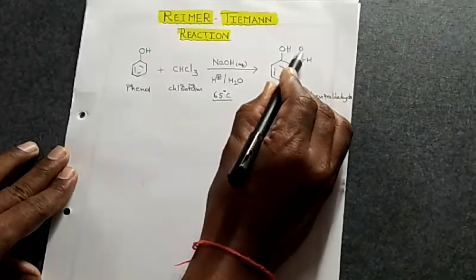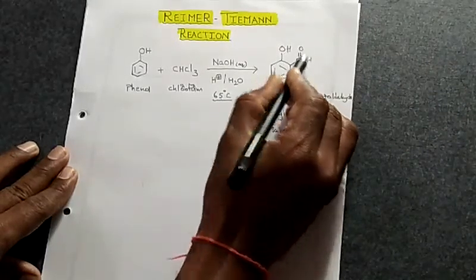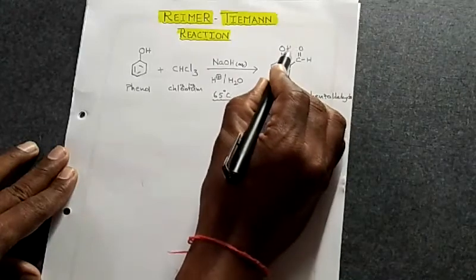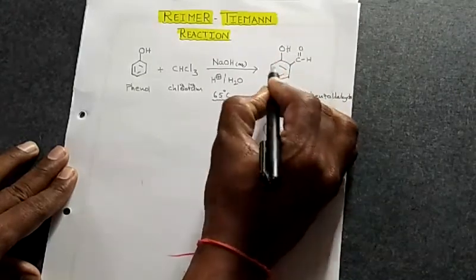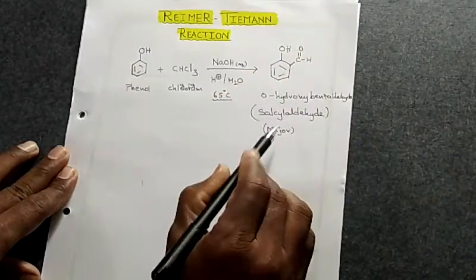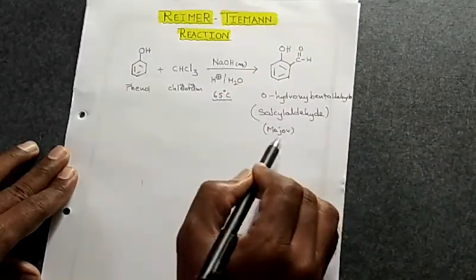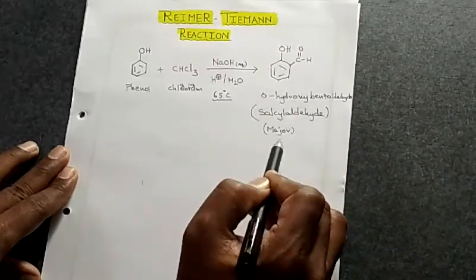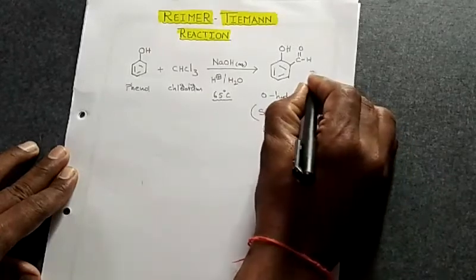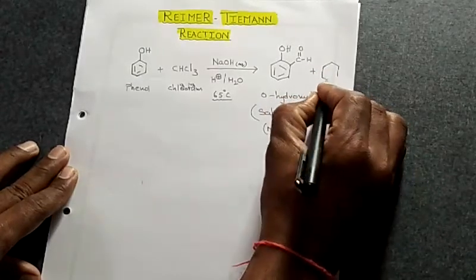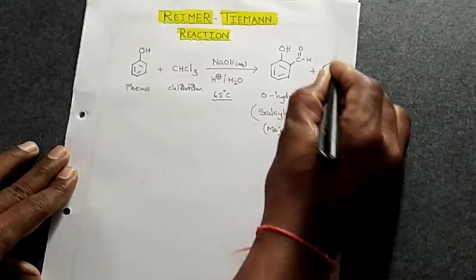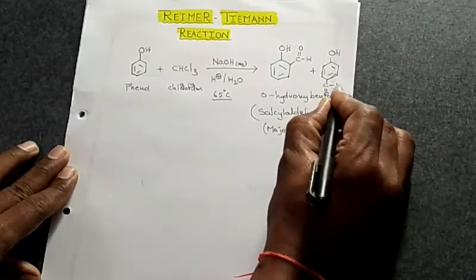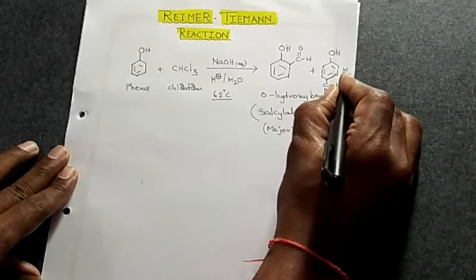This hydrogen and the oxygen of the CHO group can participate in intramolecular hydrogen bonding. Because of this intramolecular hydrogen bonding, this molecule salicylaldehyde gets extra stability. That is the reason why orthohydroxybenzaldehyde becomes the major product. Otherwise, there is a possibility of having parahydroxybenzaldehyde also, dear students. This product also can be formed, but this is the minor product.